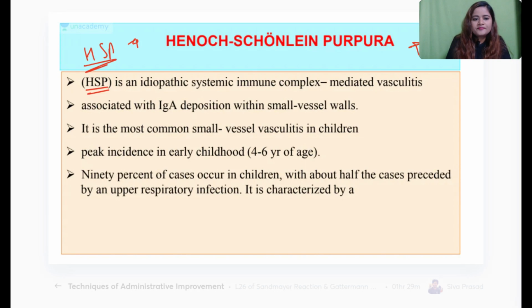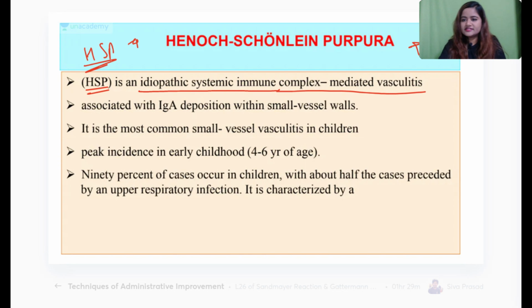So HSP basically is an idiopathic systemic immune complex mediated vasculitis. It is a vasculitis disorder. That means जो आपके blood vessels हैं उनके ऊपर there is immune complex mediated injury that is going to happen. Okay, so it is idiopathic. We do not exactly know the cause behind it, but once it is initiated, there is going to be vasculitic mediated injury. Now, one thing that is postulated is that it has got IgA deposition within the small vessel walls.